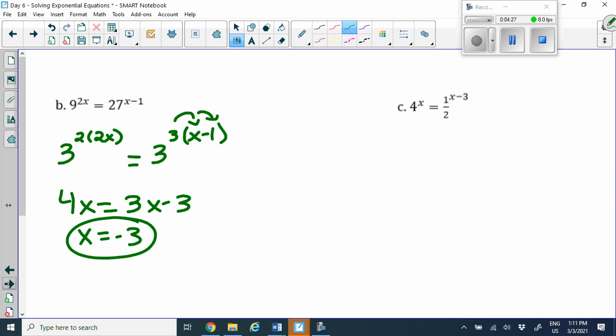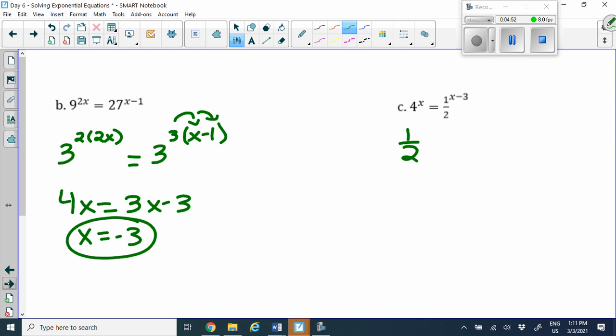We could make both bases be 4. We could make both bases be 1 half, or we could make both bases be 2. So it just depends on what you would like to do, but we will get the same answer here, okay? I like to keep it nice and full, but let's go ahead, we can do 1 half, right?